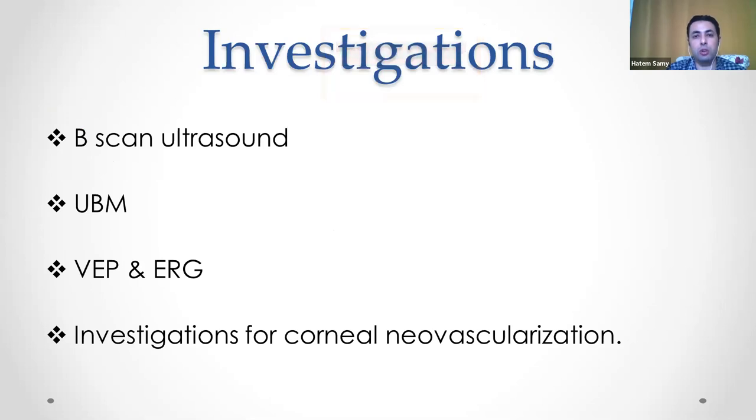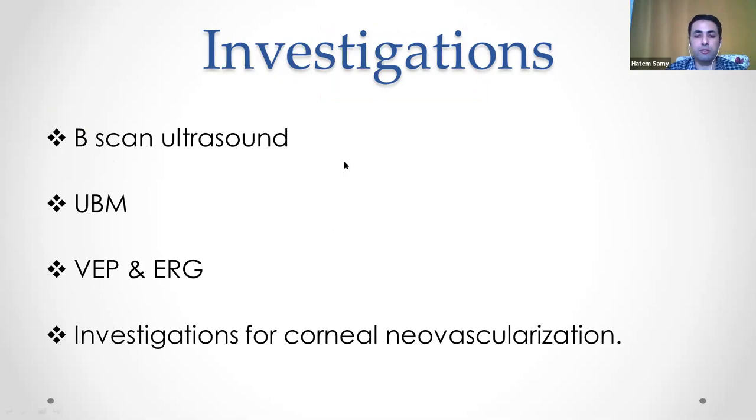Investigation: we only do investigation in case of a totally opaque cornea. In this case, we need B-scan ultrasound to check that the posterior segment is healthy and nothing is abnormal. We need ultrasound biomicroscopy to check the anterior segment, if there is an abnormal angle or anterior synechia. We need VEP and ERG in pediatric cases. And finally, some surgeons investigate corneal neovascularization.